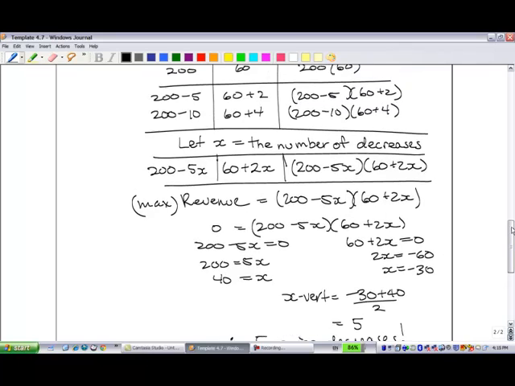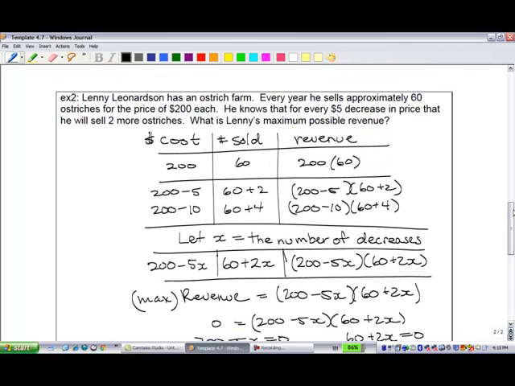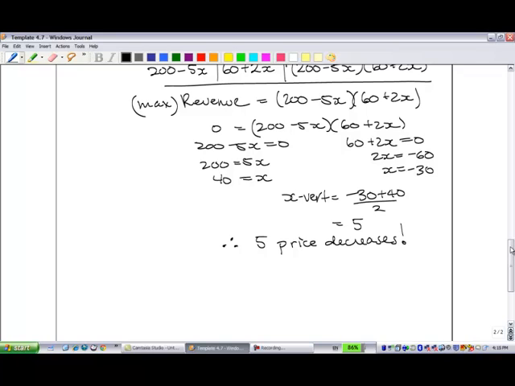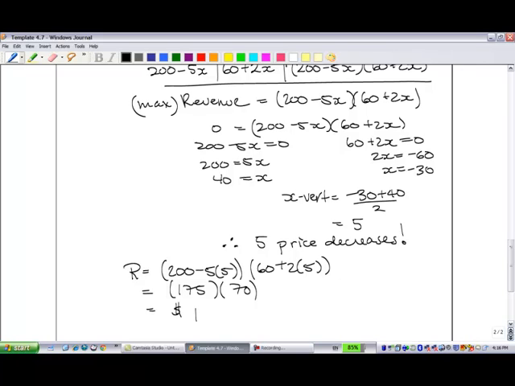Now, I don't know what the question asked here. What was it? What is Lenny's maximum possible revenue? So let's talk about this. His revenue, we can just use the revenue function, is 200 minus 5 times 5, so we're just slotting in that value, times 60 plus 2 times 5. 5 times 5 is 25, so that's $175 we're selling each ostrich at, and we have 70 units sold. Multiply those two, and we end up with $12,250 for the maximum revenue.